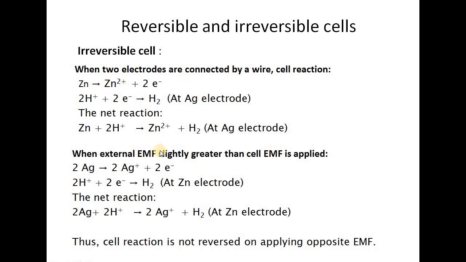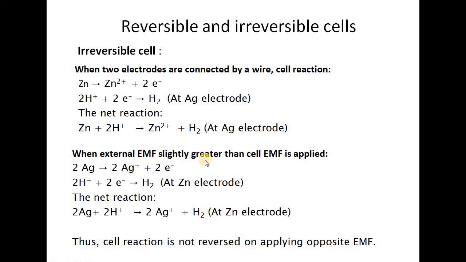First one, when the cell reaction is taking place, normally there is no external EMF. In that case, zinc is losing 2 electrons to give Zn2+, and at the cathode, which is the silver electrode, hydrogen ions are taking up these 2 electrons and converting to hydrogen. So in this case, hydrogen gas is produced at the silver electrode and zinc is losing 2 electrons. So this is the net reaction taking place when no external EMF is applied.